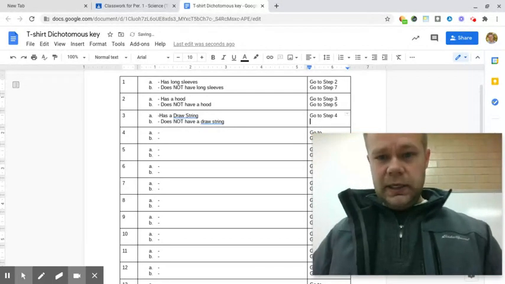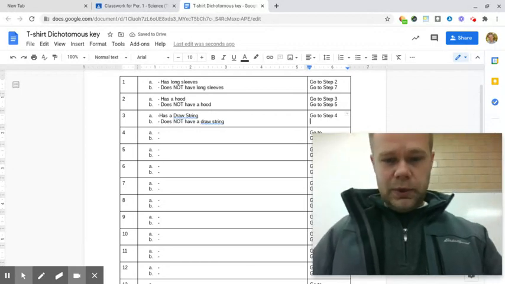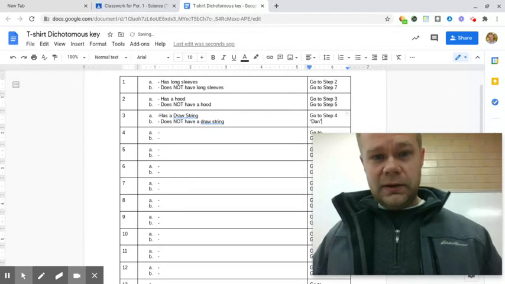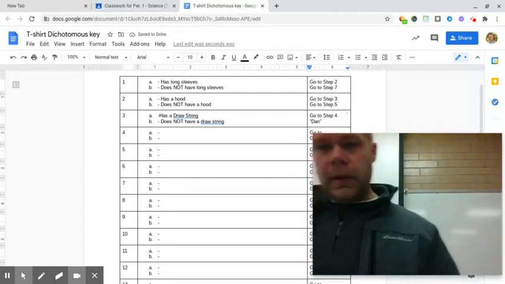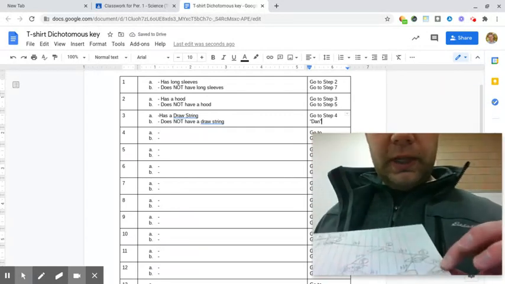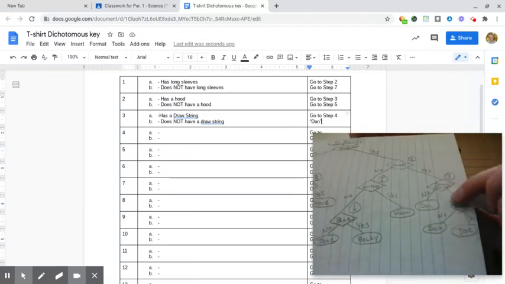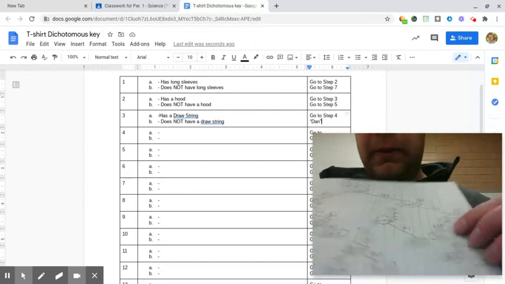We're going to say, okay, I'm going to delete the go to, and I'm going to put it in parentheses, species Dan. That's the name of that creature. Okay? And then I'm just going to continue going. I would go to step 4, and then that would end in 2 different names here, depending on whether or not they had a zipper.